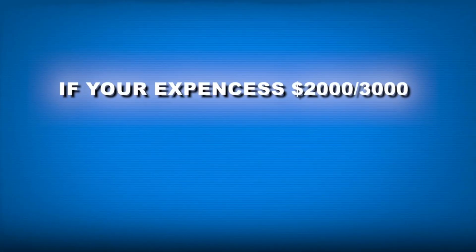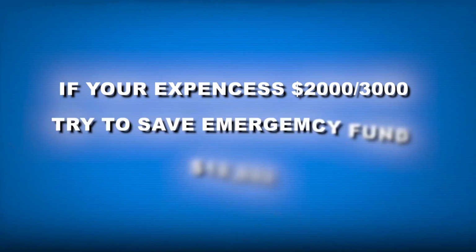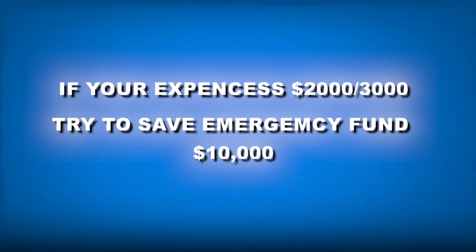So suppose your expenses are $2,000 a month or $3,000 a month, try to save at least an emergency fund of $10,000. So at least you can have something, and God forbid you have an emergency to come over. Make it a point to put 10% of your income towards savings.